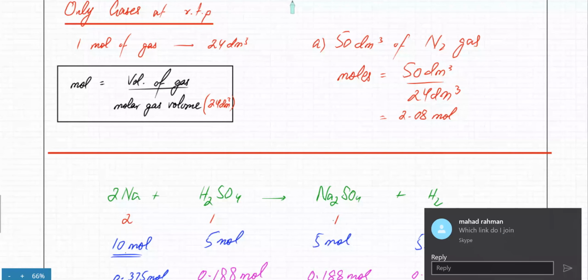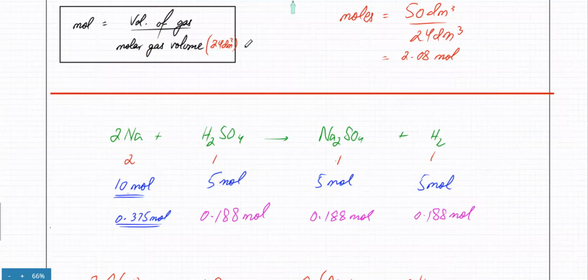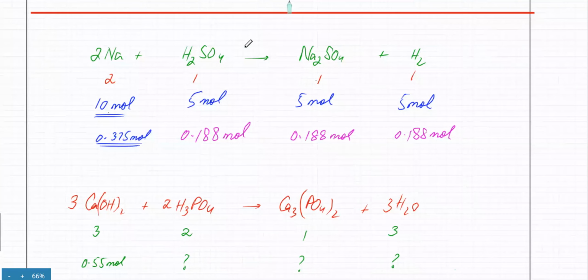So this one, only gases का था कि volume of gas. If you have 1 mole of gas, the volume occupied is 24 decimeter cube. Okay, there were all sorts of ways of calculating moles.